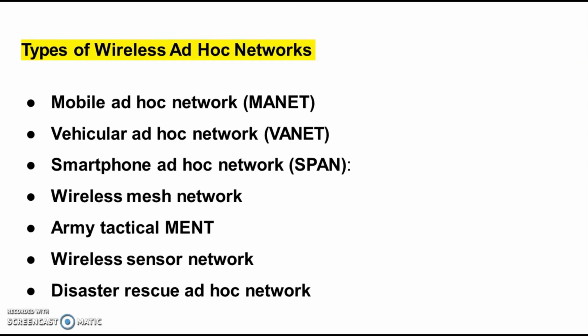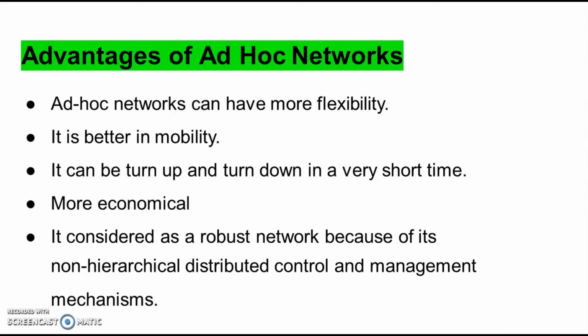So these are the various types of wireless ad hoc networks. The next one is the advantages of ad hoc networks. One advantage is that these networks are more flexible. For example, we can add any kind of device, with whatever technologies, into the network so that it can communicate with other devices also. So it is more flexible.